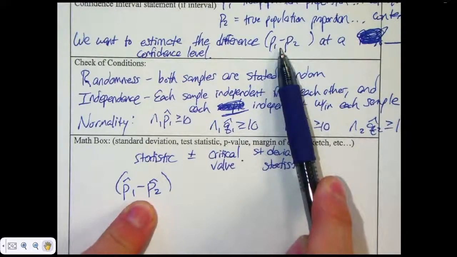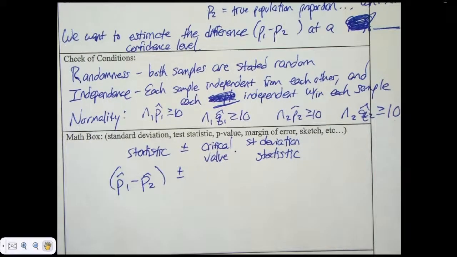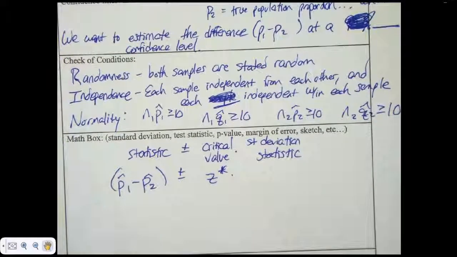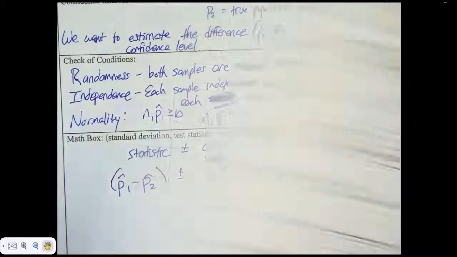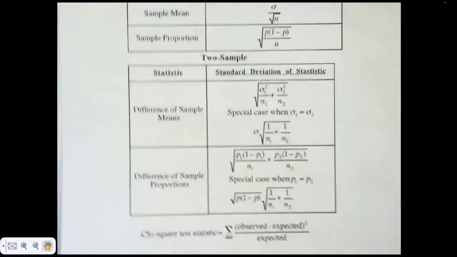So keep it consistent. It doesn't matter which order you do. You just have to keep it consistent through the problem. Plus or minus, your critical value is a T star or Z star? Z star. What? We're proportions. And then you will not have to memorize this formula. It's not that bad, but this is the formula sheet that you guys get.